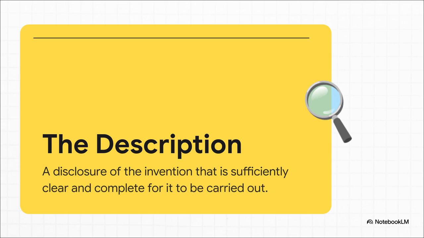Next, we have the description. This is the super detailed how-to instruction manual for your invention. Now, the key phrase you need to burn into your memory for the exam is "sufficiently clear and complete." That means zero guesswork. Someone else with skills in that field has to be able to read your description and build or do your invention perfectly.